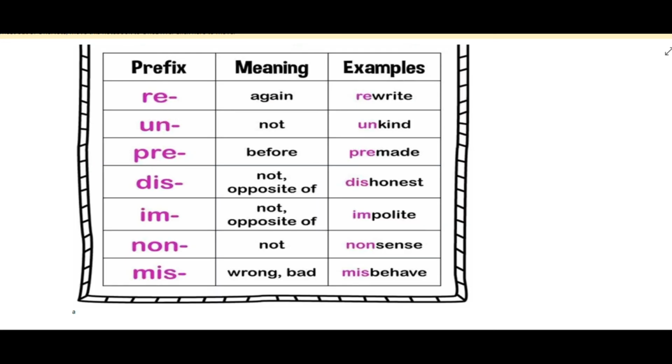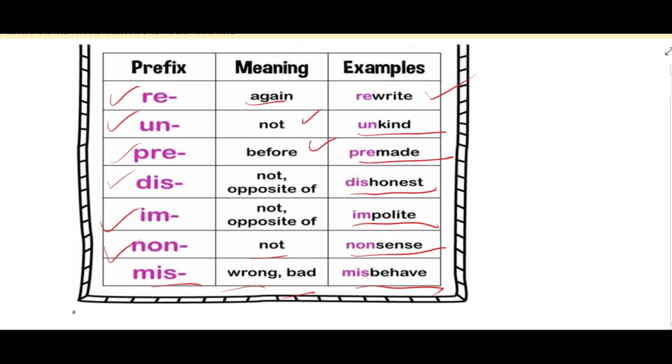Here we have the list of very common prefixes. Suppose, what is the meaning of re? It means again, like rewrite. In the same way, un means not, like unkind. Pre means before, like premade. Dis means not or opposite to something, like dishonest. Im means not or opposite of something, like impolite. Non means not, like nonsense. And the last one is mis, meaning wrong or bad, like misbehave.